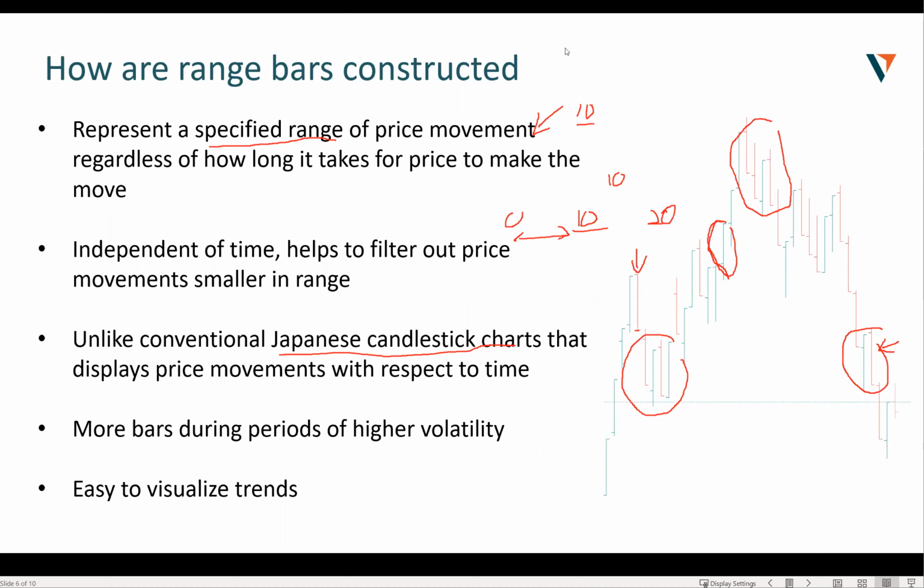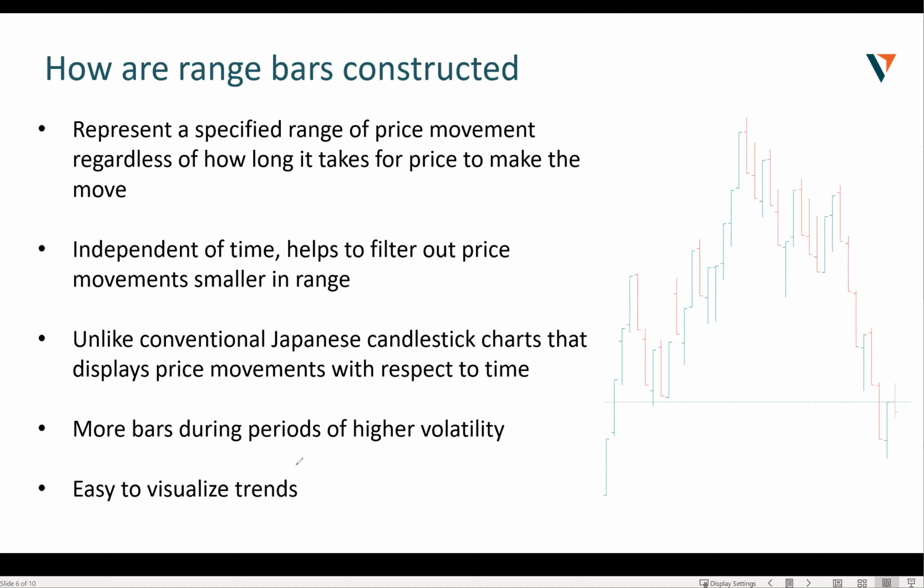Another benefit of range bars is that it's easy to visualize trends. Take, for example, these 3 bars that we have over here. What this shows you is that there are 3 consecutive green bars being printed. So these are bullish bars. It shows a bullish trend. And more importantly, it shows that prices are barely near the previous close. So it represents a strong bullish movement.